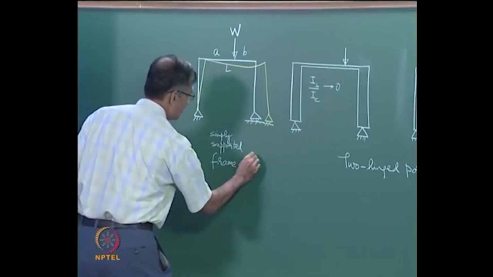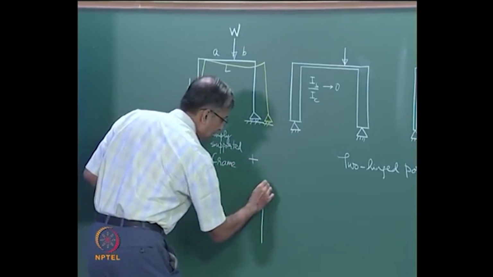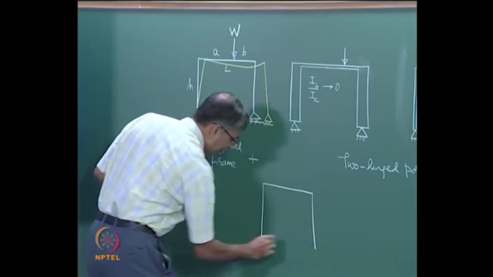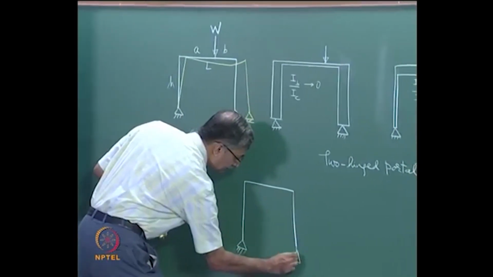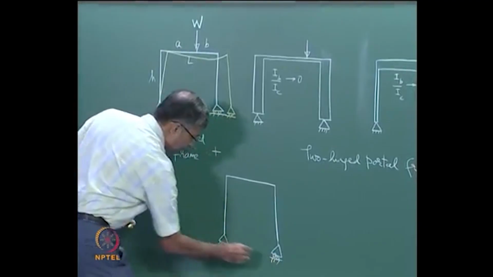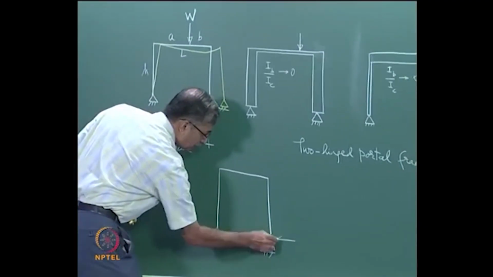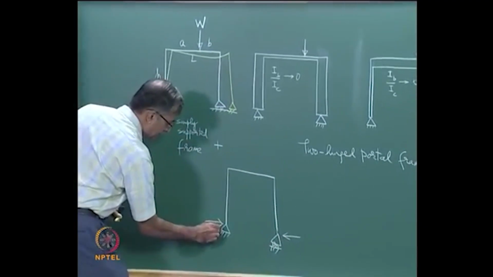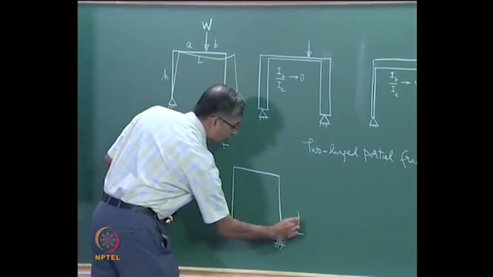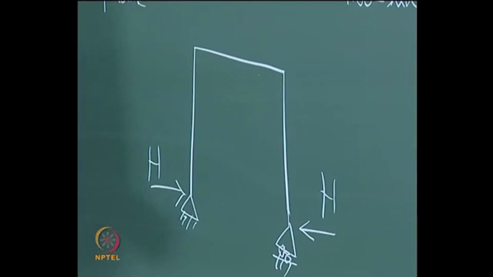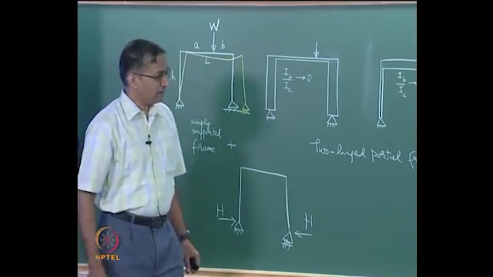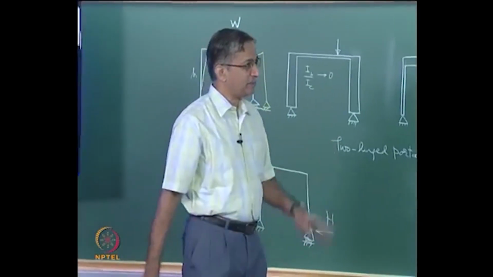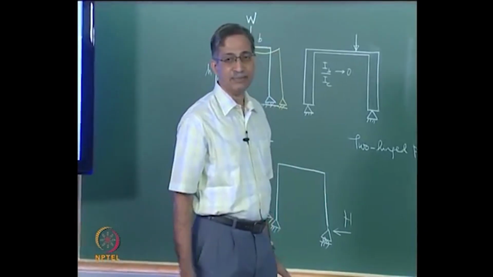What is that additional effect? It is as though you had the same frame but you also had this horizontal force H, right. This plus this is that frame. Now, how do you analyze this frame? How do you understand its behavior?